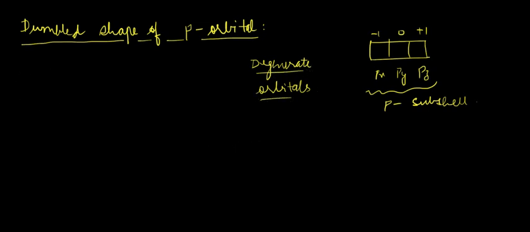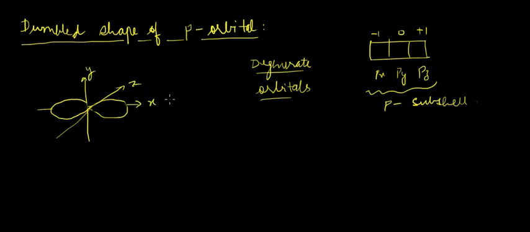Okay, so the shape of the px would be like this, like a dumbbell. And y and z plane are here. This is z, y, and x plane. So this is px, and it can have one nodal plane, which is yz plane.